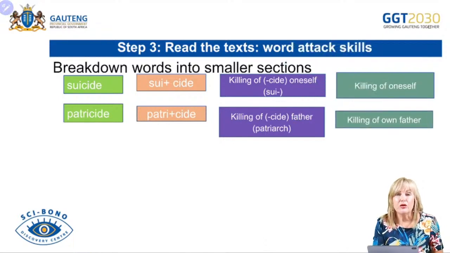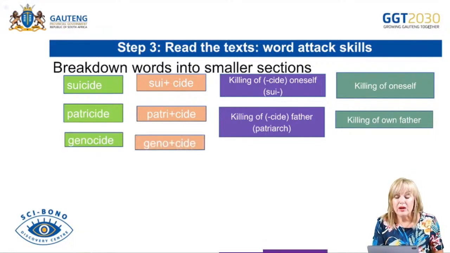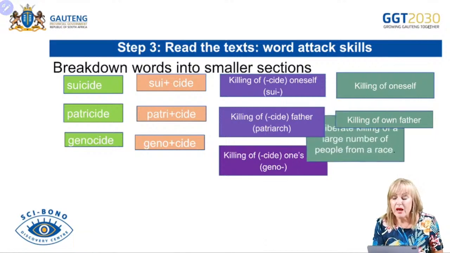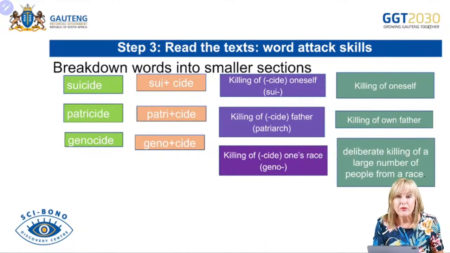So when you kill your own father, then you've committed patricide. Genocide, on the other hand, is when one's own race, because geno means race, has been wiped out. So it's the deliberate killing of a large number of people from a race. That is how you break down a word to try and find the meaning.